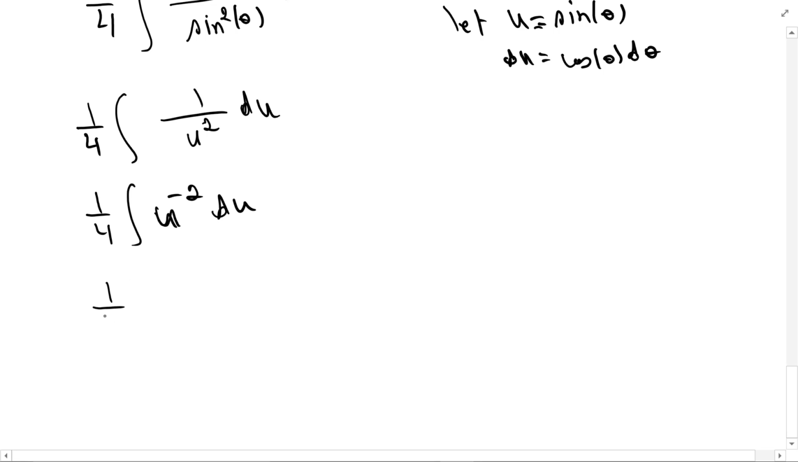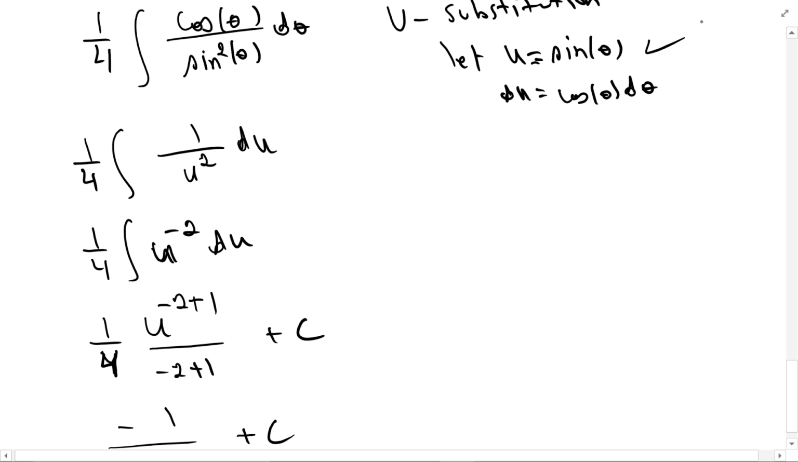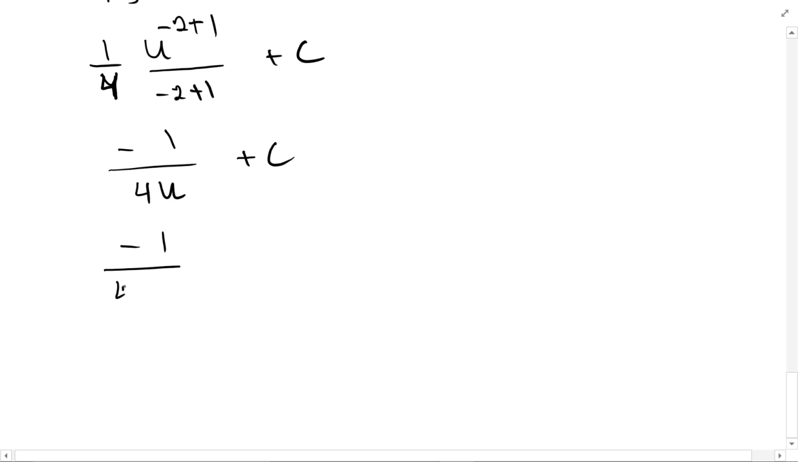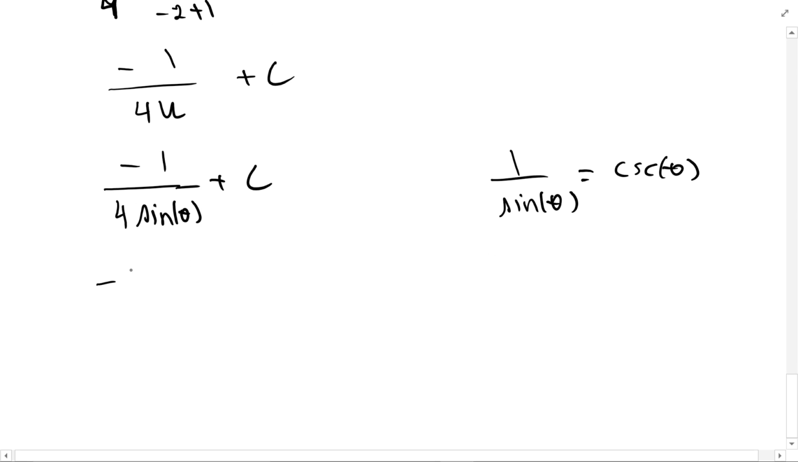So when we integrate u to the negative 2, we're going to get u to the negative 2 plus 1 over minus 2 plus 1 plus c. So simplify, we're going to get minus 1 over 4 times u plus c. And since we used u to be sine theta, we can replace u with sine theta. But then we have 1 over sine theta, which equals cosecant theta. So we're going to get negative 1 over 4 times cosecant theta plus c.